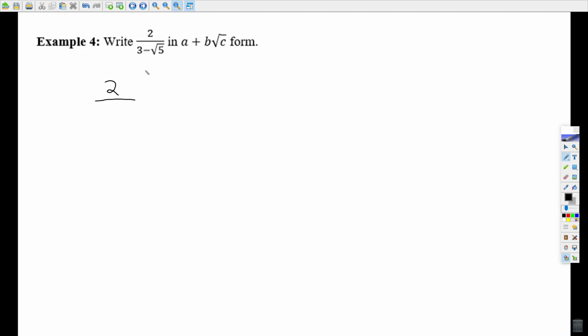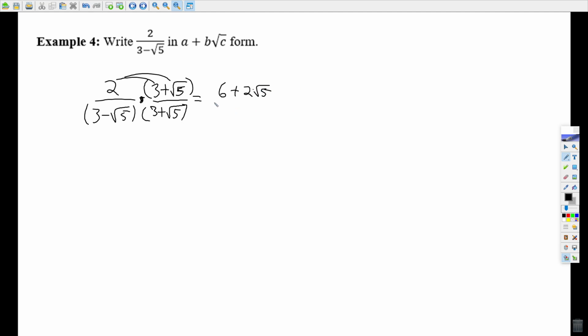We're going to start with: write 2 over 3 minus square root of 5 in a plus b square root of c form. So 3 minus square root of 5. We're going to multiply this by the conjugate of the denominator, which is 3 plus square root of 5. It's probably easiest just to put parentheses around these when you're solving these. All right, so we'll distribute this. You get 2 times 3, which is 6. The 2 will just sit next to the square root of 5.